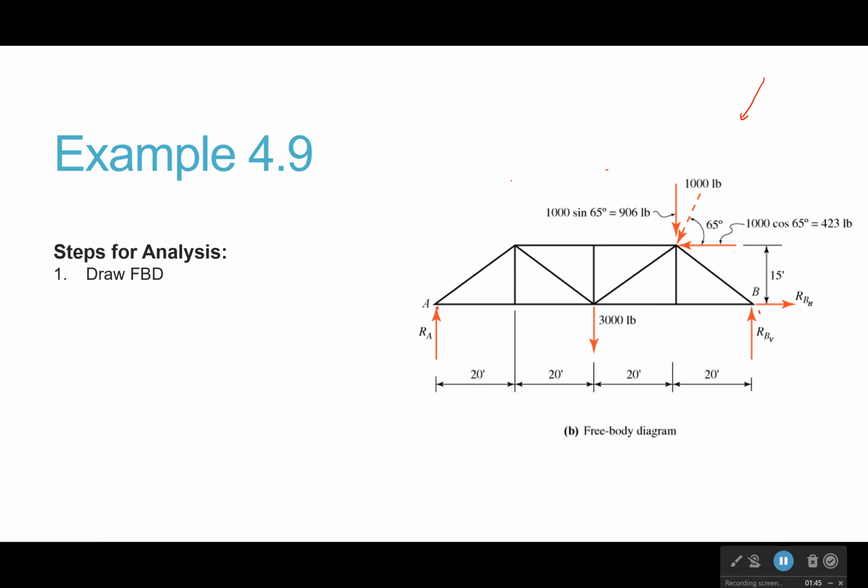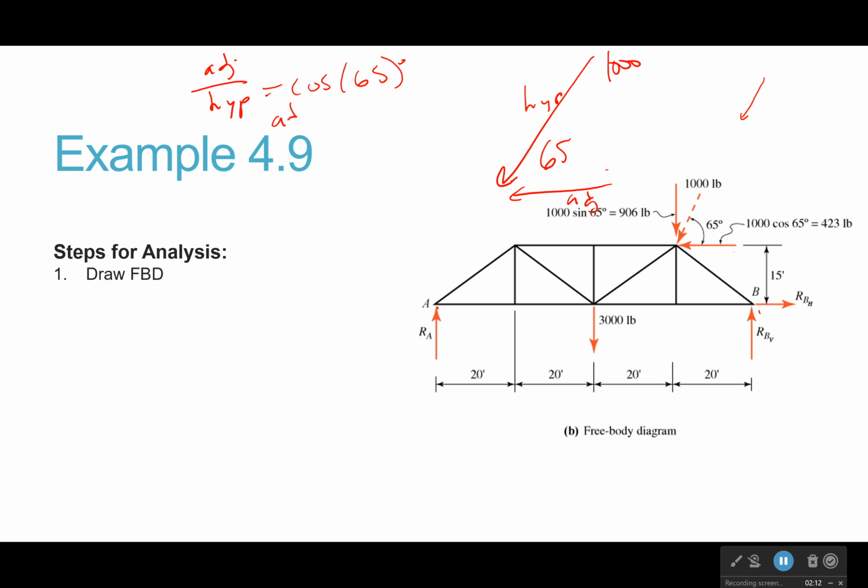Now, how do I break them up? Well, let me go ahead and try that. So I've got this one right here. And I have my horizontal component, that's 65 degrees. I know this is 1,000 pounds. So we name them. This will be adjacent. This will be hypotenuse. And adjacent over hypotenuse is what function? It's cosine. So cosine of 65 degrees. And if I solve that, well, I get that adjacent is equal to 1,000 cosine of 65 degrees. And that comes out to be 423 pounds.